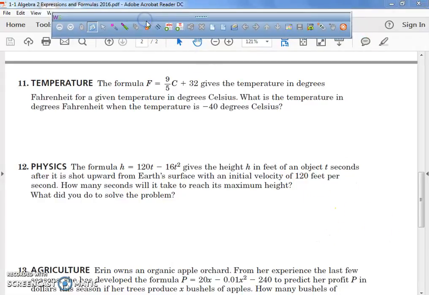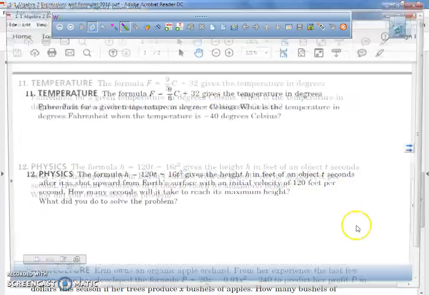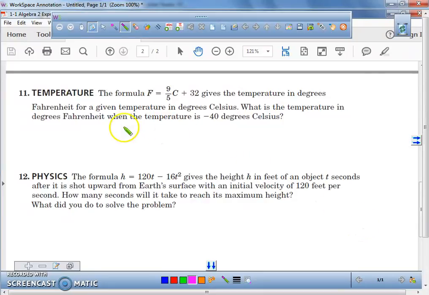So we're going to be finishing up 1-1 today. We're going to go over how to do basically number 12 and 13. Those are the most difficult problems. But if you were not able to solve number 11, I want to make sure you guys are aware of how to do that. On number 11, it was asking for how many degrees Fahrenheit would it be?